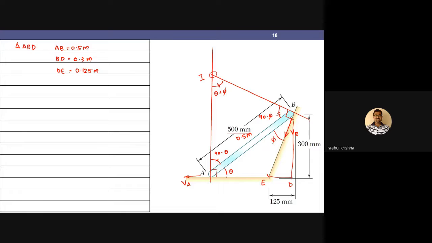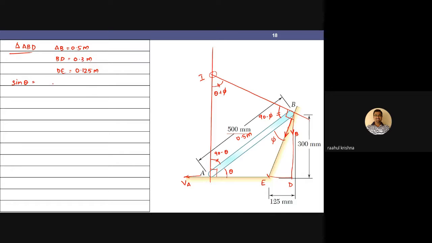Since triangle ABD is a right angle triangle, can I not apply the sine rule and get the angle? To find theta, what is it? Opposite upon hypotenuse, right? So sine theta. Sir, we can directly apply that, sine of theta equals 300 by 500, and then we will get the answer directly.